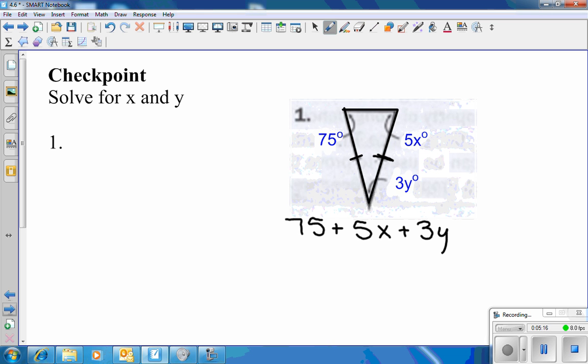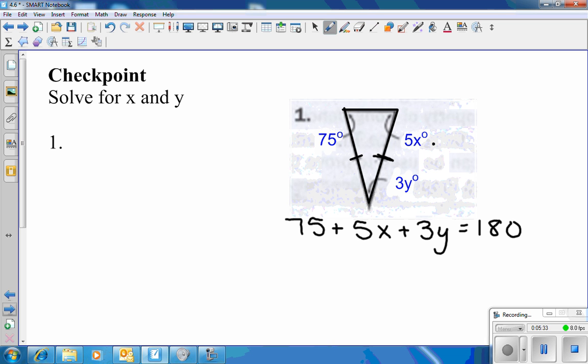I have two variables, right? And right now I can't solve for two variables. But can I solve for one of them? Yeah. Which one? Solve for... 5x. She says I can solve for the side with the 5x, and she's right.